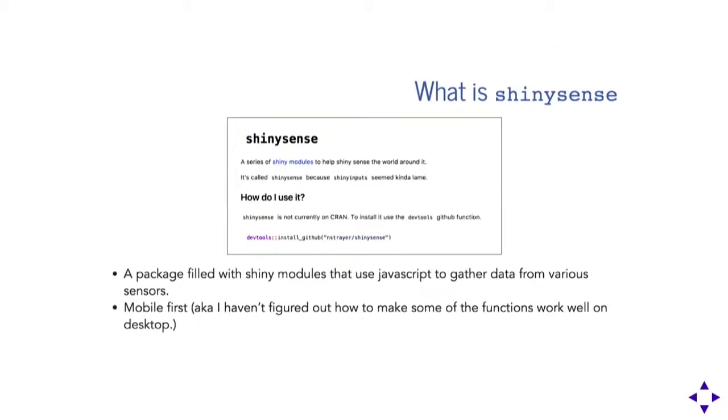So what section? What is shinysense? Shinysense is basically just an R package filled with shiny modules that use JavaScript to gather data from the various sensors that are present on all of our devices today, but primarily phones because we've packed them filled with sensors. It's mobile first in that a lot of the functions are built to work really well on mobile devices, and I can make up reasons why that is the case, but a lot of the things just don't work that well on desktops.